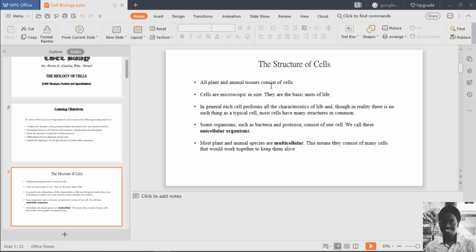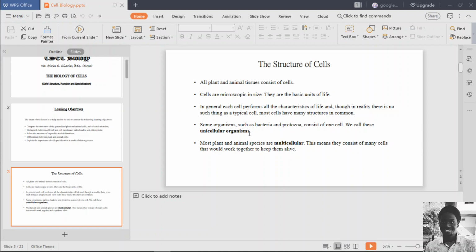So, the structure of cells. All plant and animal tissues consist of cells. These cells are microscopic in size and they are the basic units of life. In general, each cell performs all the characteristics of life, and though in reality there is no such thing as a typical cell, most cells have many structures in common.